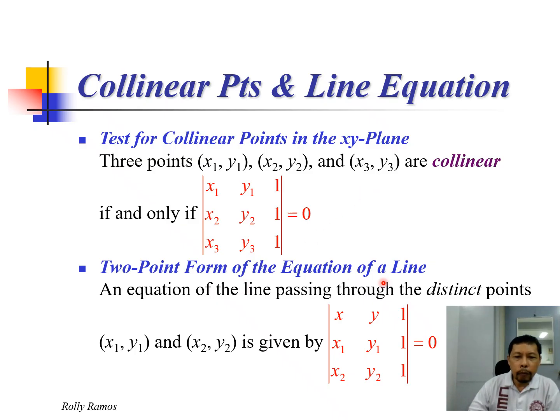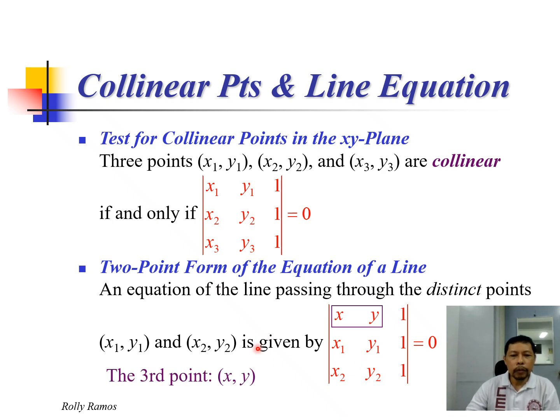Then we have the 2-point form of the equation of a line. An equation of the line passing through the distinct points x1, y1 and x2, y2 is given by this determinant. Through the distinct points x1, y1, x2, y2, and x, y, it must be equal to 0. So the third point is x, y. We could find the equation of the line which passes through these points by means of this.